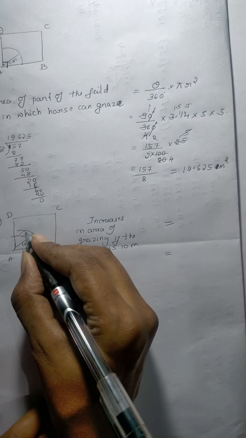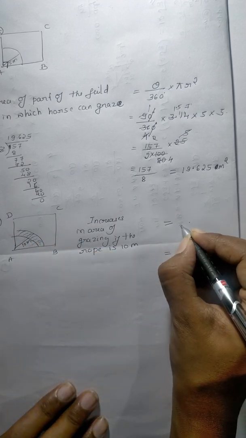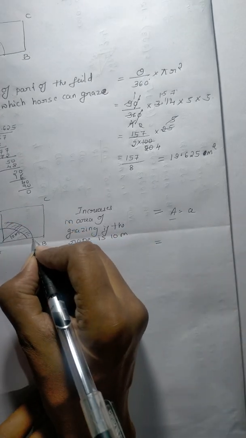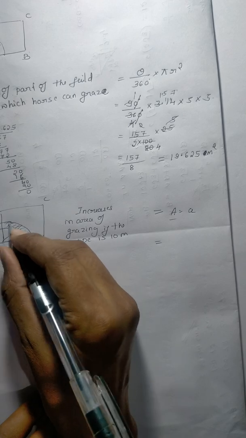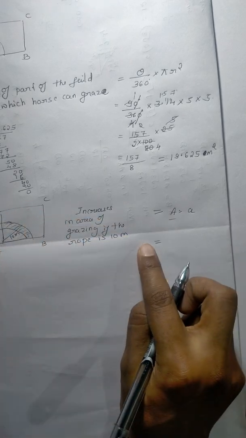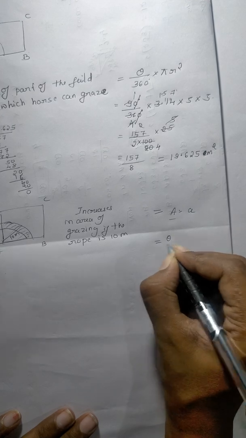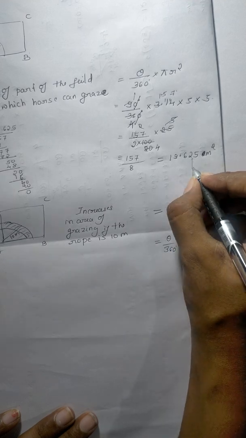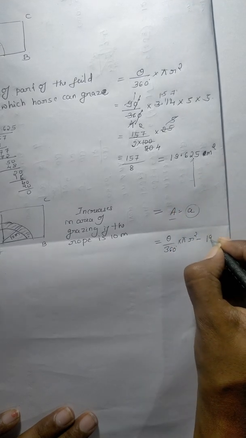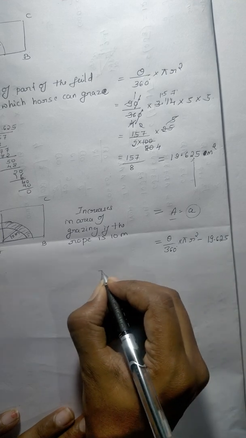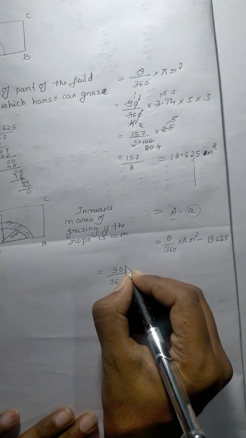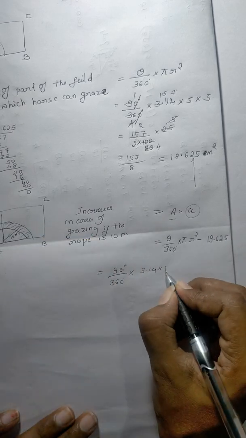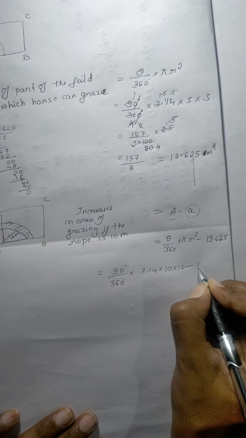So we will consider the bigger area as A and the smaller one as minus A. So the bigger area is this much, from here to here. This is also looking like a sector. So by the area of the sector formula, theta divided by 360 into pi r square, minus this smaller area which we have got previously, 19.625. Now calculate: 90 degree divided by 360 degree into 3.14. The radius now is 5 plus 5, so 10 meters. 10 into 10 minus 19.625.